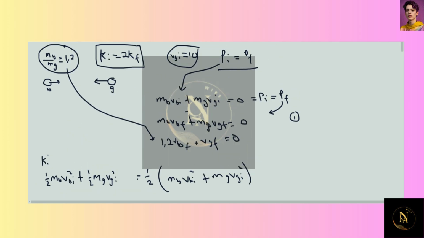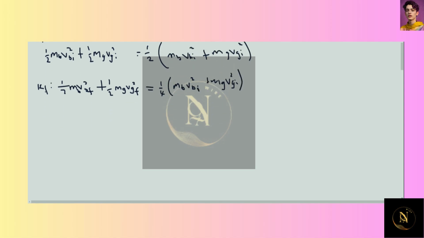And you know that that's just half the initial energy according to this equation here. So this is going to be half of this. Notice if you take half of this, you actually get a quarter of that. So this is going to be 1/4 mB vB squared, but this is vBi plus mG vGi squared. So this essentially is equation 2.